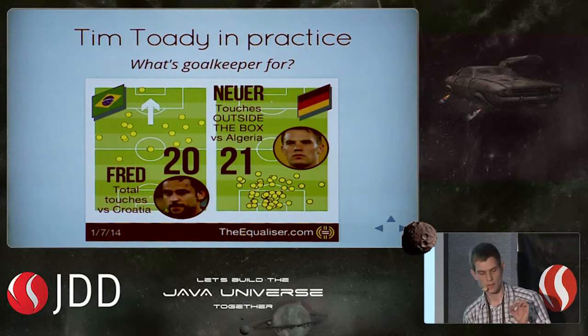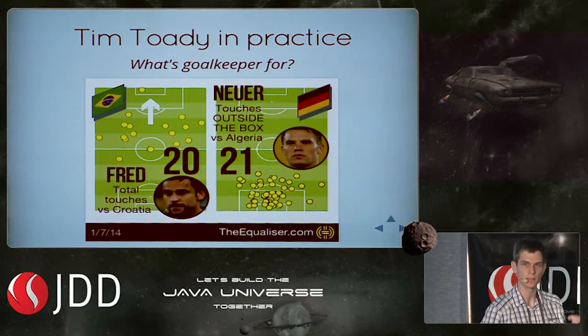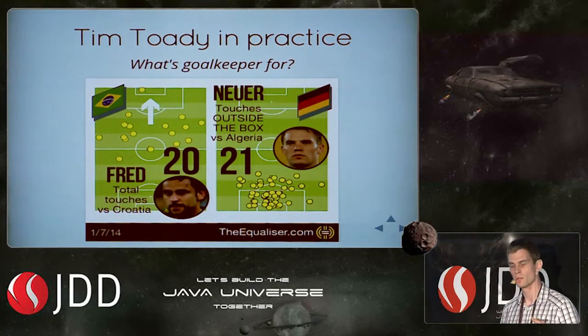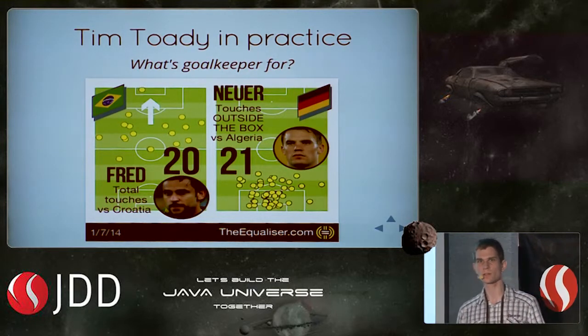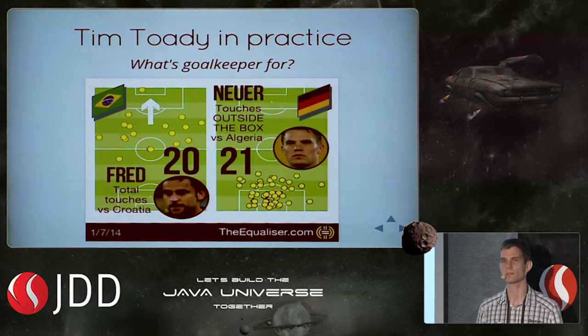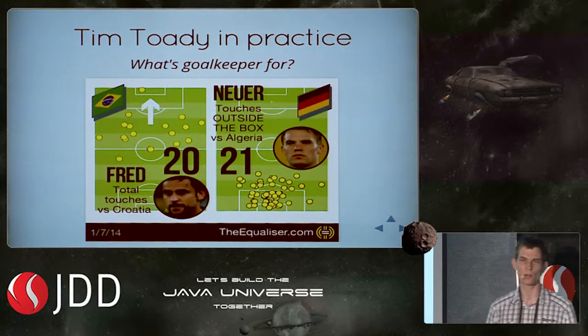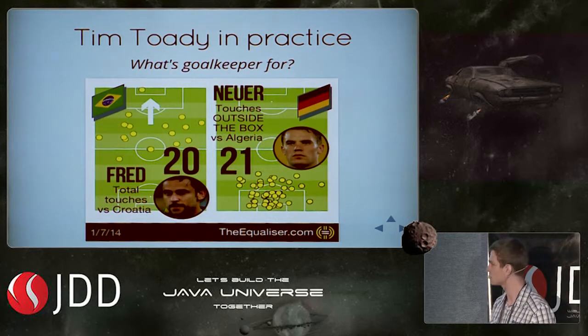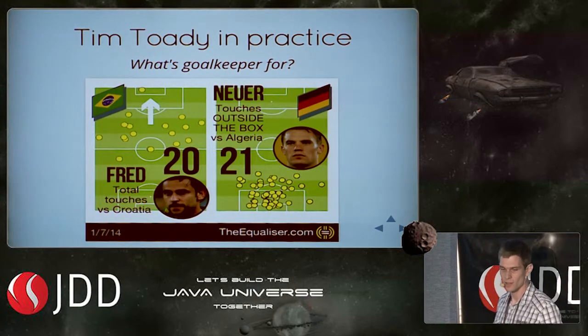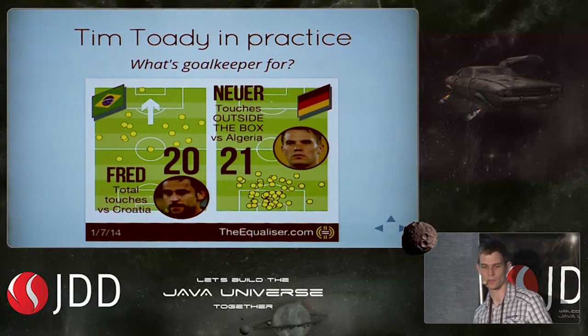The coach ordered him to act as a sweeper, as a last defender, because in this particular game the coach knew that Algeria's attackers are not as strong as, for example, Brazil's, or even Poland's in the last match, where we have Robert Lewandowski and Neuer didn't do that. But in this particular 1% use case, he made more saves outside the box than Fred did.